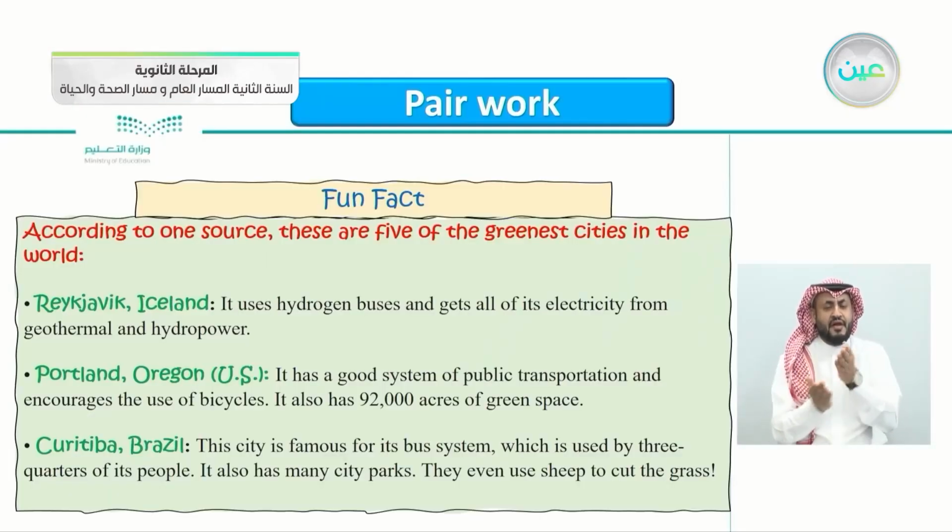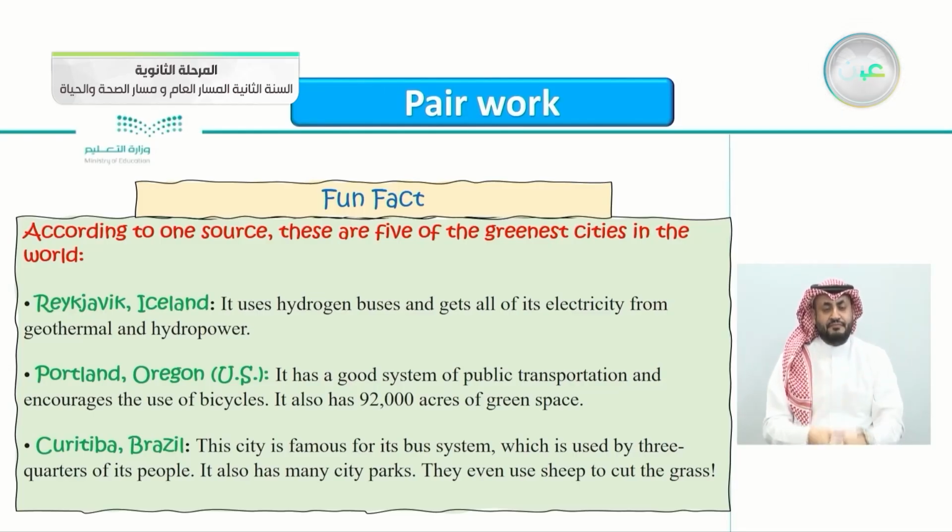So here's a fun fact. According to one source, these are 5 of the greenest cities in the world. Let's check them out. The first one is Reykjavik in Iceland. It uses hydrogen buses and gets all of its electricity from geothermal and hydropower. Of course, from the earth, from the deep of the earth. This is where they get their electricity.